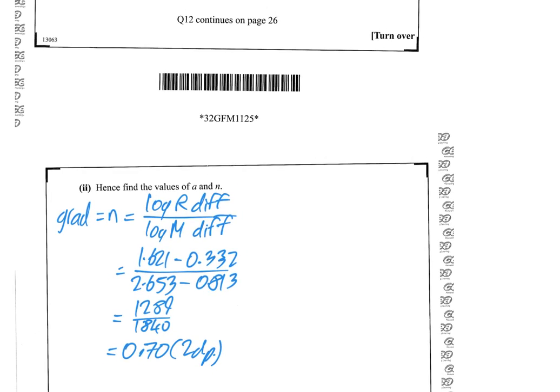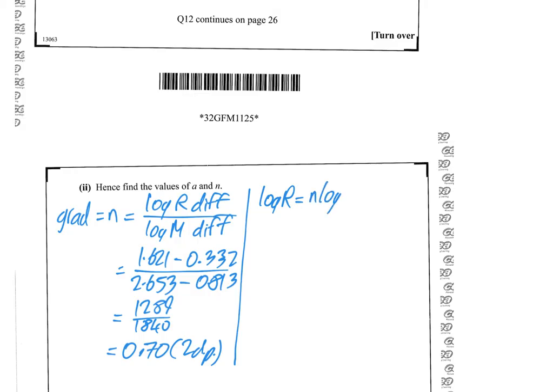Okay, the next bit then to find the log a, and then to go on and find a, we can't use our intercept as it didn't go through. It wasn't on our graph, unfortunately. So we're going to have to put it into the formula. Log r is equal to n log m plus log a. You could also put it back into the original equation, now that you know the value of n, and use corresponding values of r, and that would work just as well, may even be a bit easier.